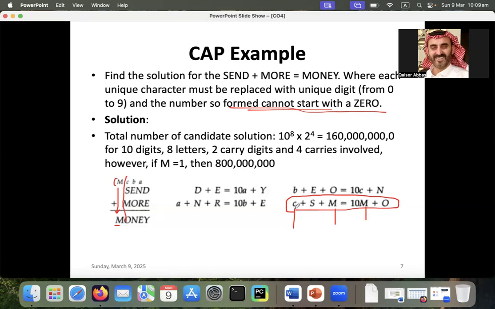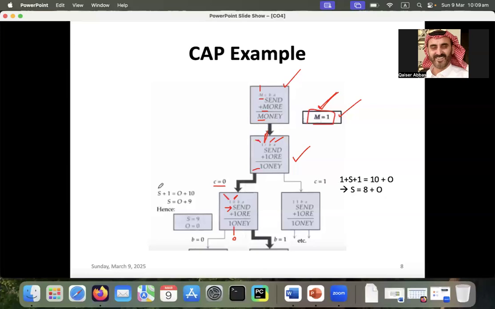And then you will have what? This will become 0. So S plus 1 is equal to 10 plus O. So this is what is written here. S plus 1 is equal to O plus 10, after putting the values of C is equal to 0 and M is equal to 1.